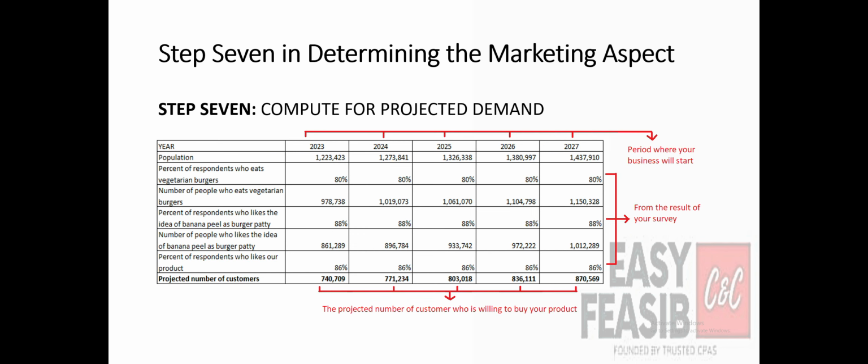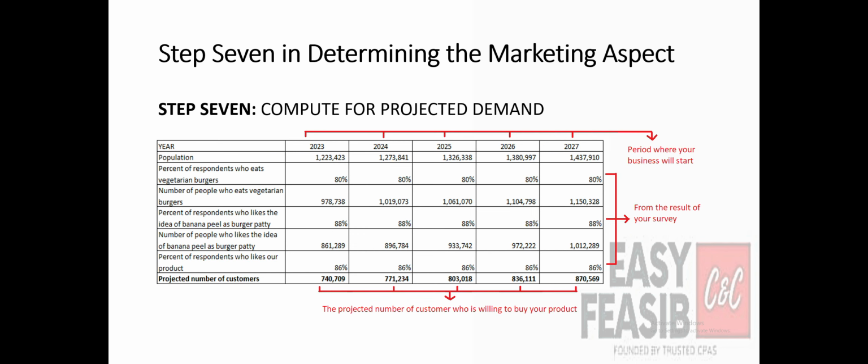Let's start with the daily basis result. The first row would be the year, of course. The second row is the projected number of customers, which we just computed a while ago. The third row is for the percentage who chose daily. The fourth row would be the product of the second and third row to come up with the number of customers who buy your product on a daily basis. The fifth row is the number of days in a year, which is 365 days. Lastly, on the sixth row, multiply the fourth and fifth row to come up with the quantity demanded from daily basis customers.